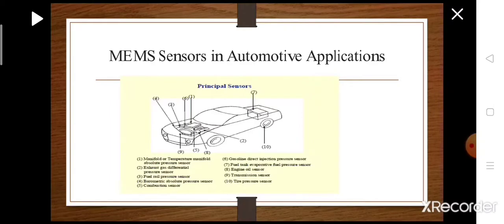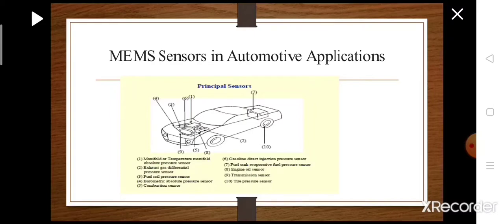The first one is the manifold absolute pressure sensor. Second one is the exhaust gas differential pressure sensor. And the third one is the fuel rail pressure sensor. The fourth one in the diagram represents the barometric absolute pressure sensor. The fifth represents the combustion sensor. And the sixth represents the gasoline direct injection pressure sensor. The seventh one in the figure shows the fuel pressure sensor, the eighth shows the engine oil sensor, the ninth the transmission sensor, and the tenth the tire pressure sensor. These are the various sensors that are used in automotive applications.